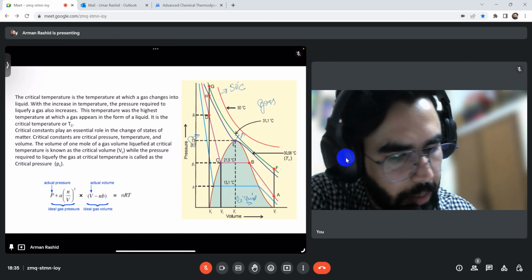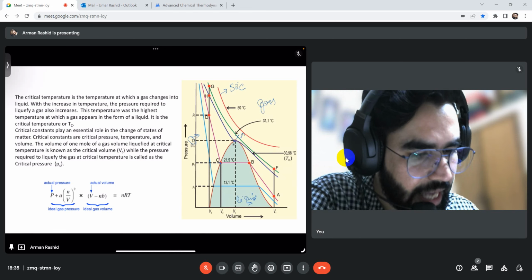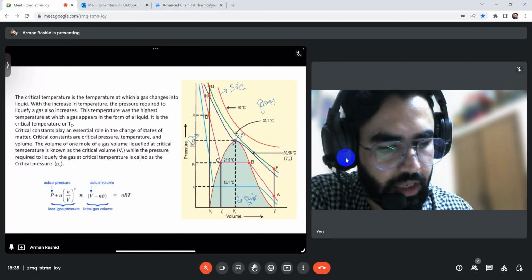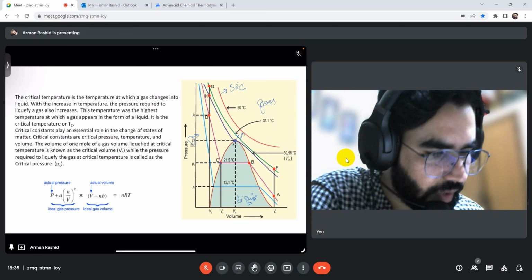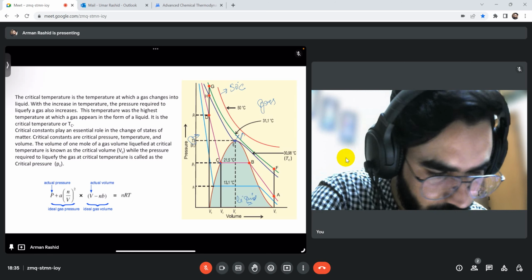So critical temperature is the temperature above which a gas cannot be liquefied at all. Now, if we have a gas at a critical temperature, the volume occupied by the gas at that critical temperature and at critical pressure is called the critical volume, and the pressure is the pressure that is required to liquefy the gas at critical temperature.